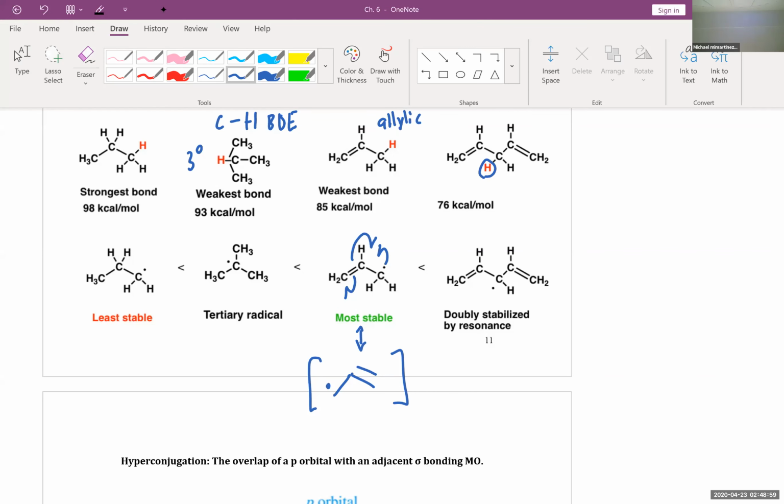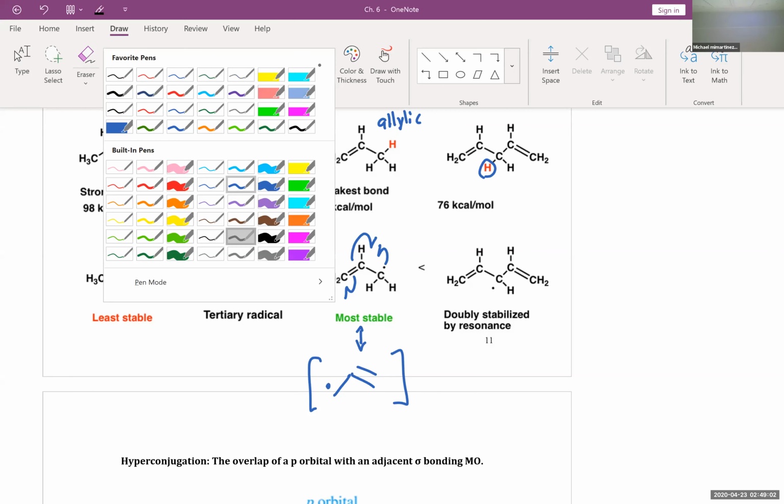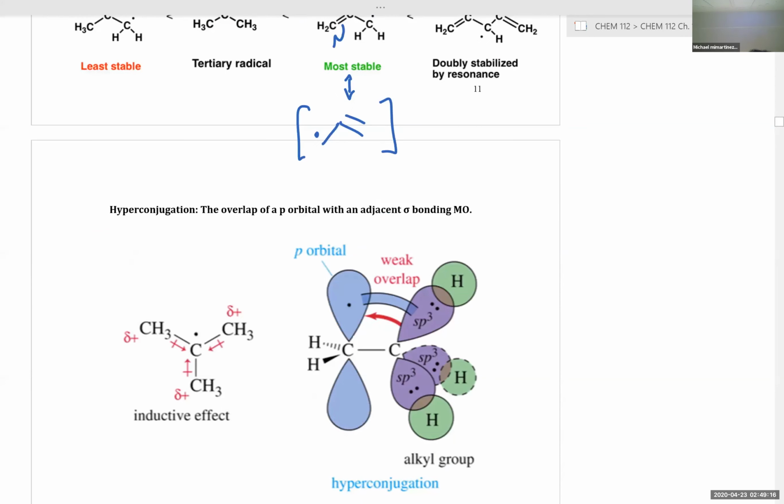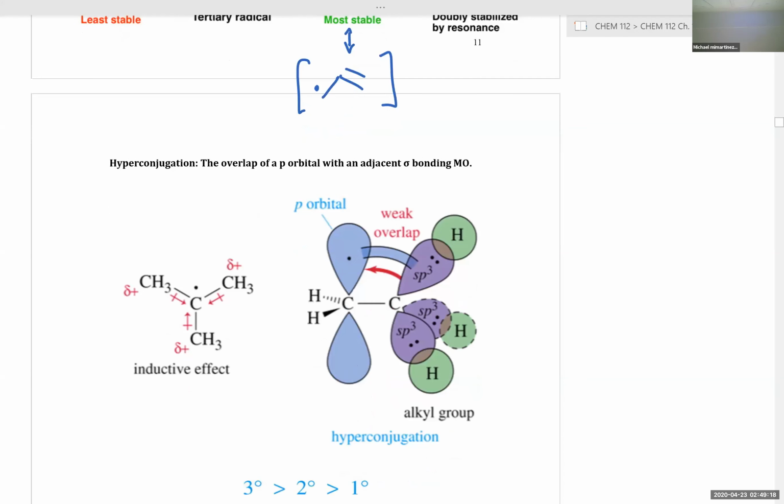Does that make sense so far? Do these trends match with what we observed previously when we talked about, for example, anion stability or cation stability? Okay, so let's try to explain this idea. Why are radicals stabilized by adjacent groups? Well, hyperconjugation is this idea where we have an overlap of a p orbital with an adjacent sigma bonding molecular orbital. So we have our p orbital and it's overlapping with our sigma bonding molecular orbital.